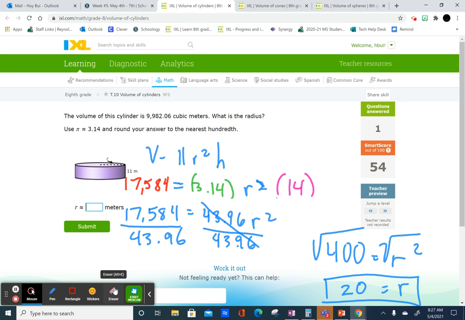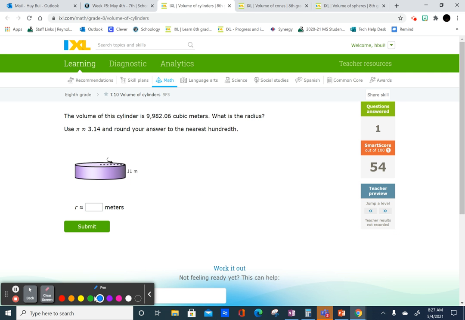All right, I'm going to go over this second example because it's the same type of problem, except this time we have a diagram here. Let's take a look at this. Volume is 9,982.06. What's the radius? Same type of problem, we're going to look for the radius. So volume equals pi r squared, because that's the area of a circle, times height.